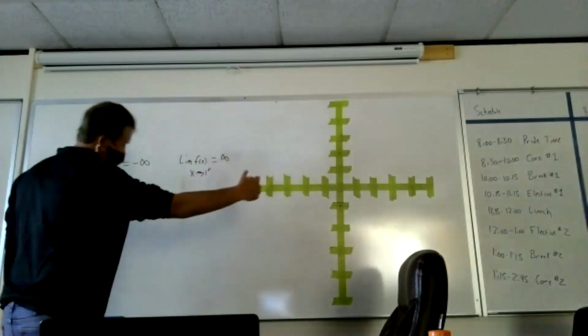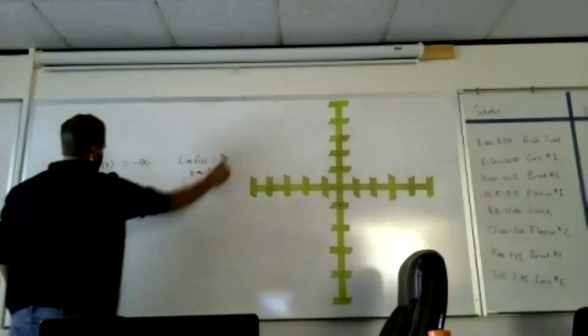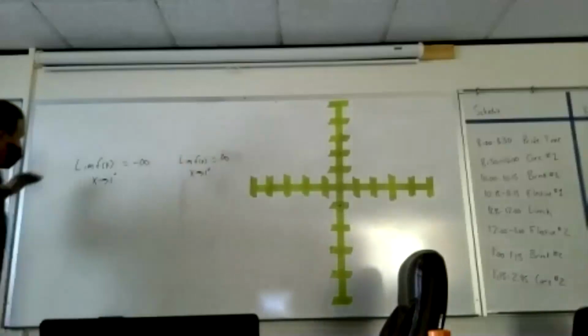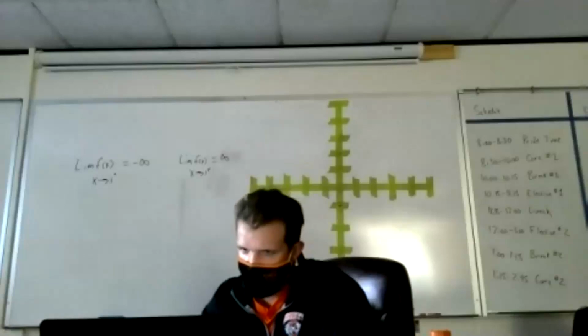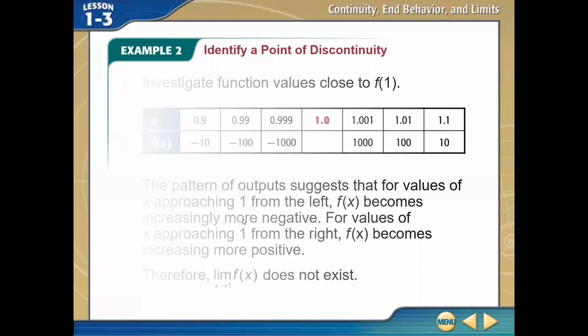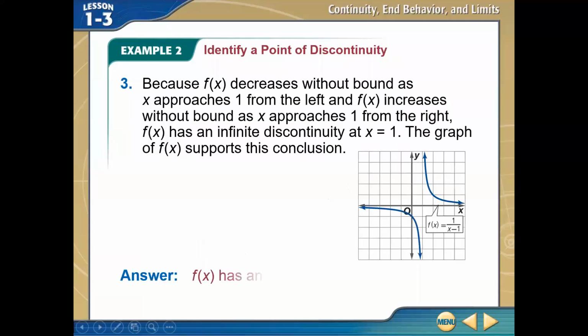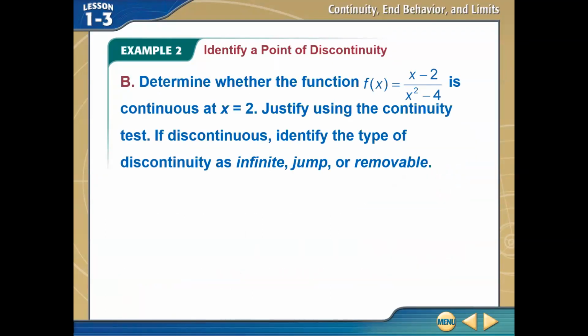Okay, so as we went farther and farther to the right, our graph went farther and farther up. So it approaches a positive infinity. And as we went from the left, our graph went farther and farther down. Okay, you can see that, but that's the way that you could express it. So that proves that we have an infinite discontinuity.